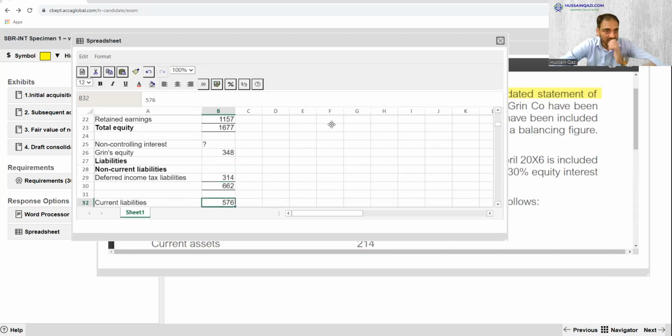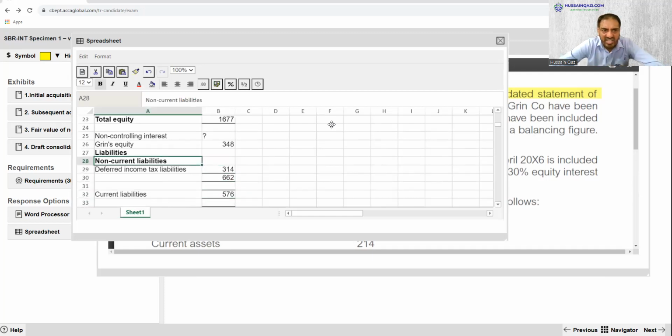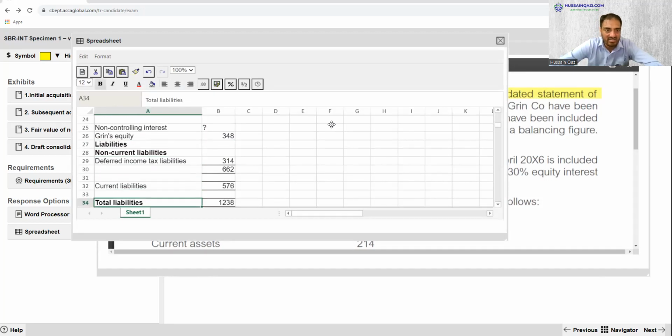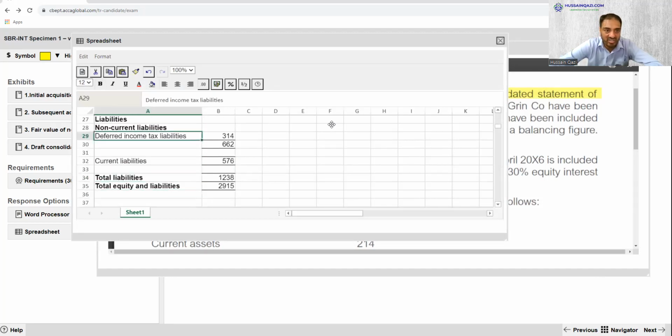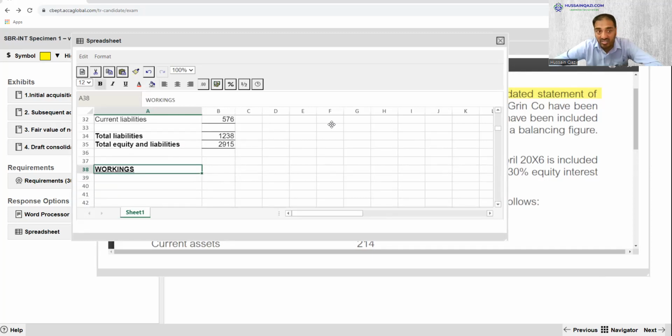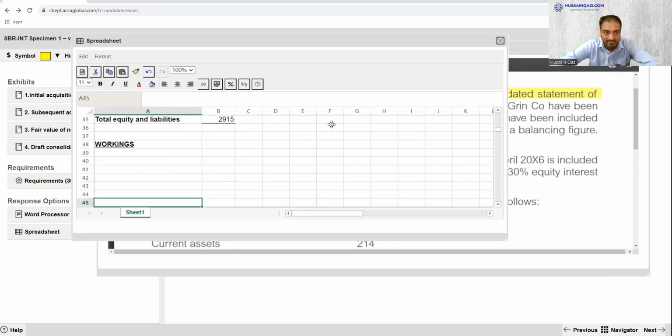It's missing here. But here mentioned Grin's equity. What is the Grin's equity doing here? In the equity side, there is some error. We will consider deferred tax and current liabilities, and here mention the workings. So we will show the working here.